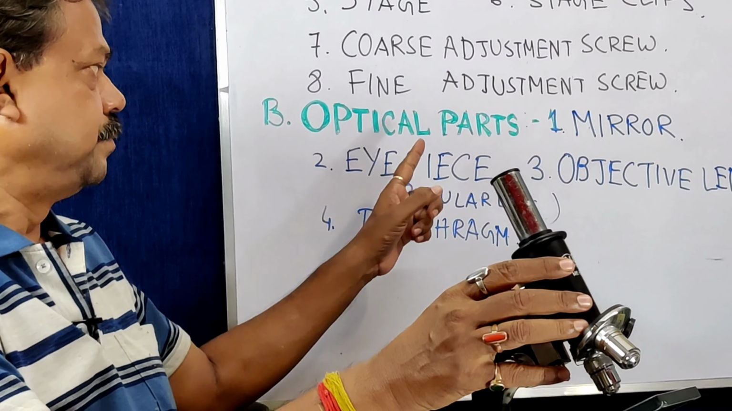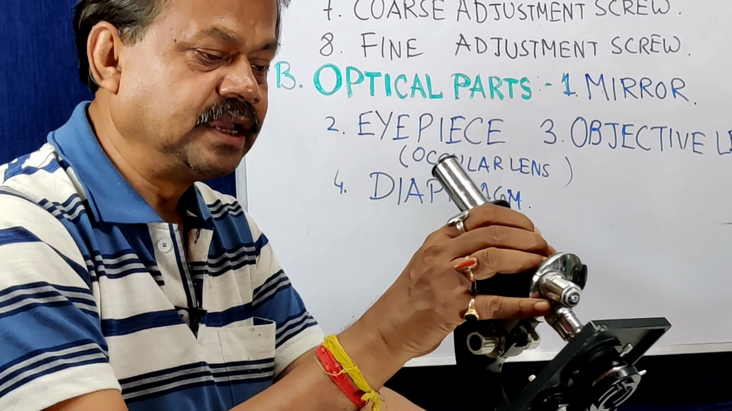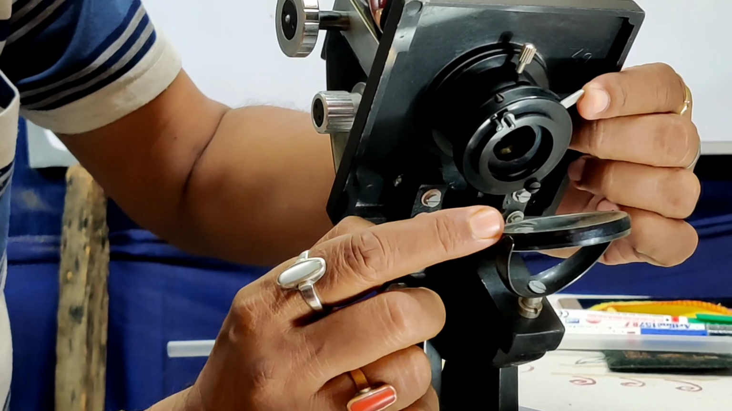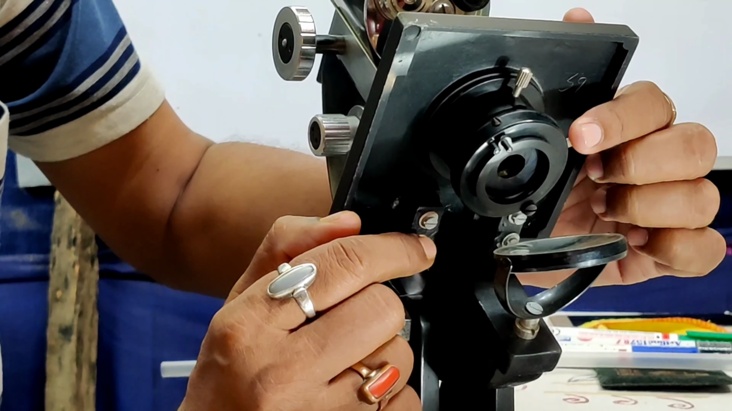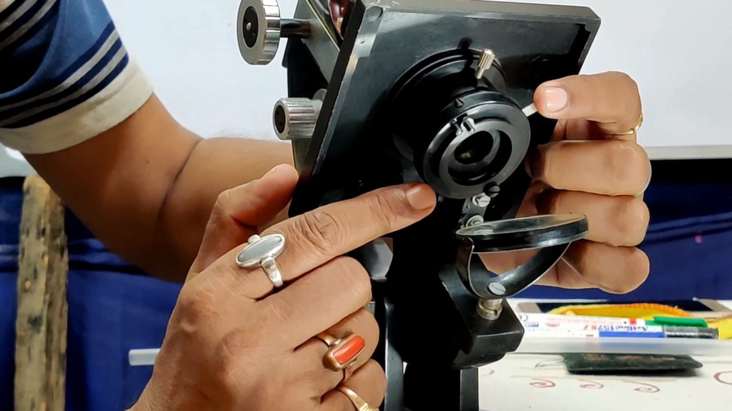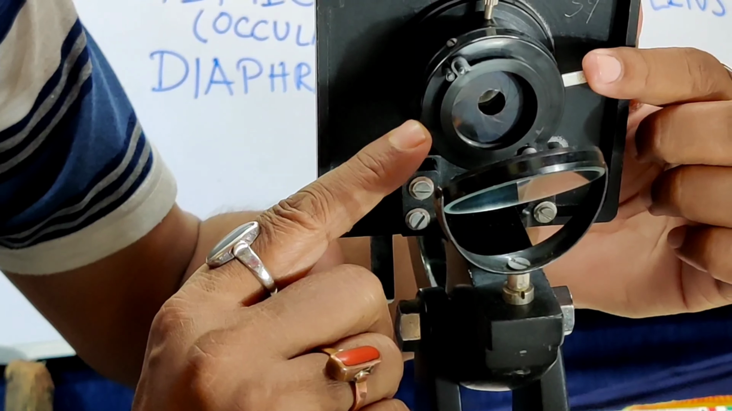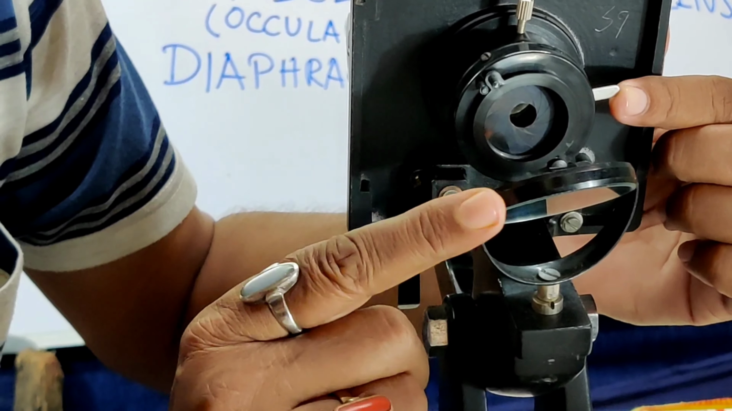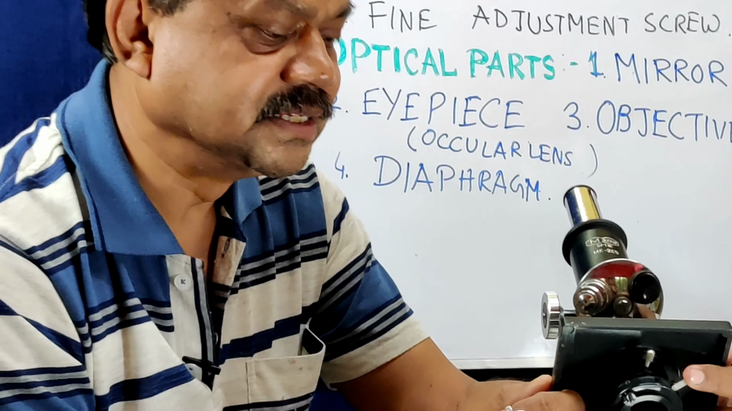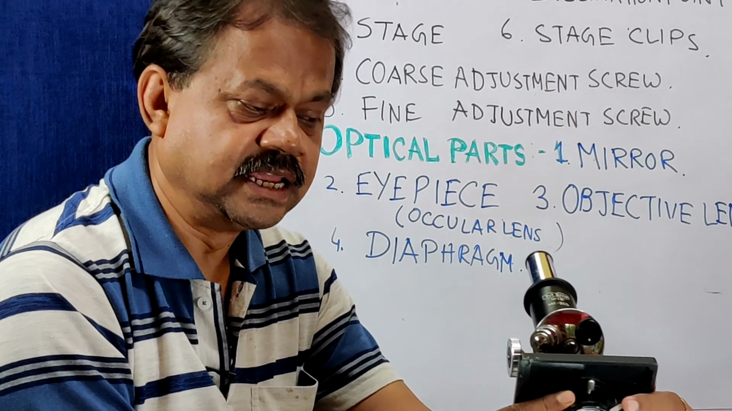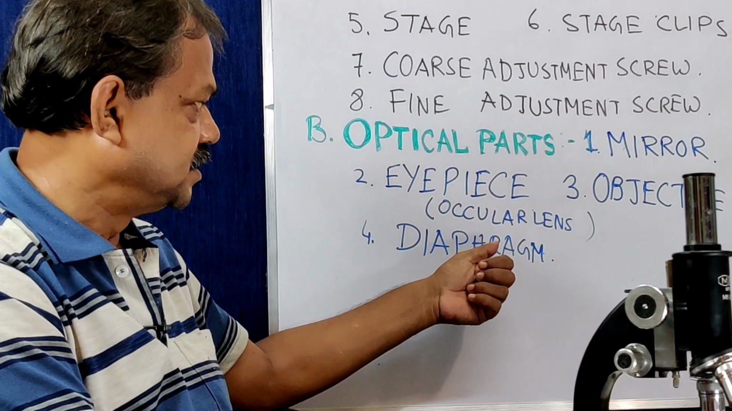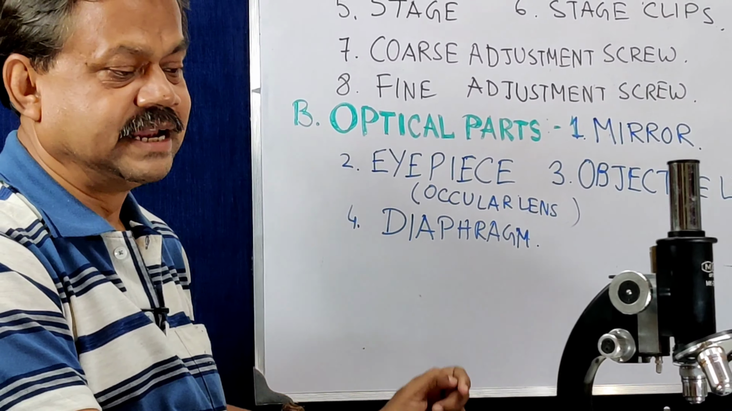Another optical part is the diaphragm. Just you see, it is the diaphragm. You can see it is opening and closing. It acts as the pupil of our eyes. When more light is there, we can keep it this way. When less light is there, we can widen the aperture. Through this aperture, light passes to the slide. So in the optical parts we find the mirror, eyepiece or ocular lens, objective lens and diaphragm.